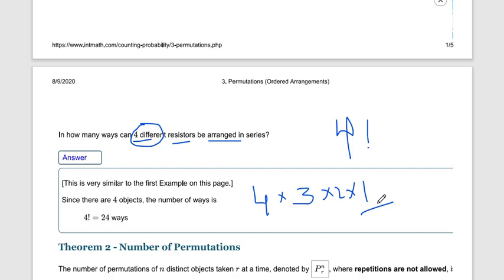Okay, so 4 into 3 into 2 into 1 is equal to 24 ways. There are 24 ways to arrange them in a series.